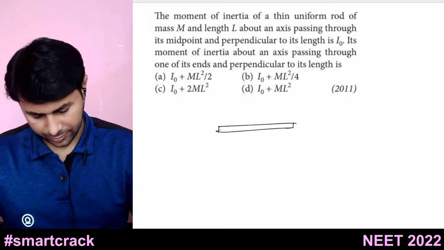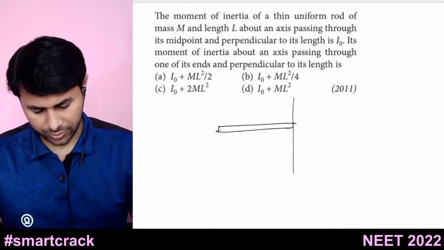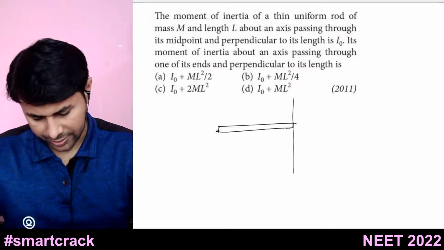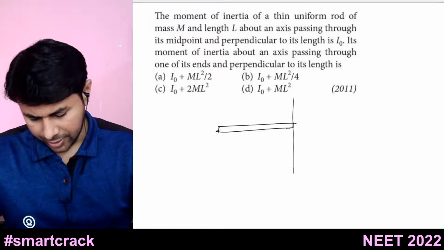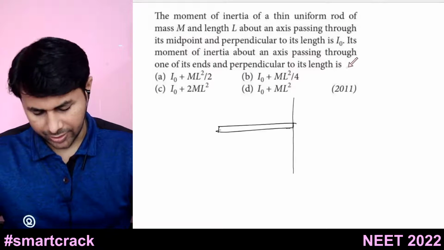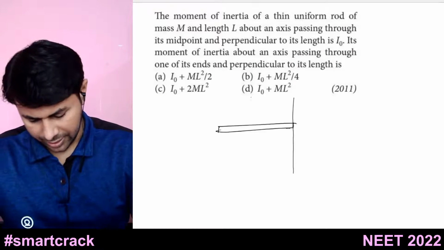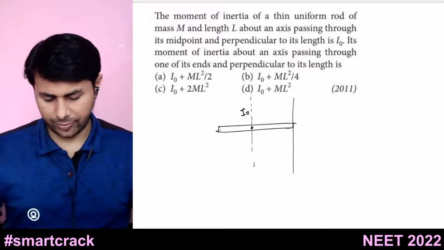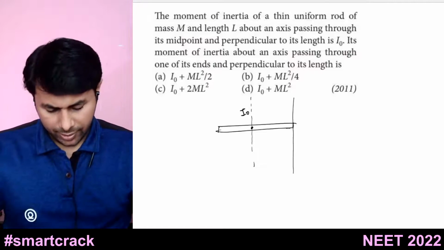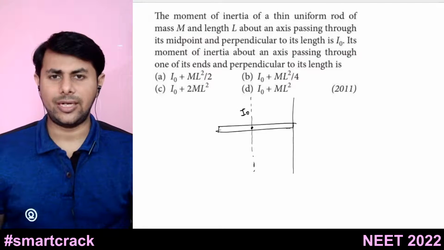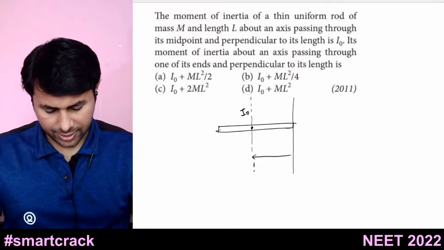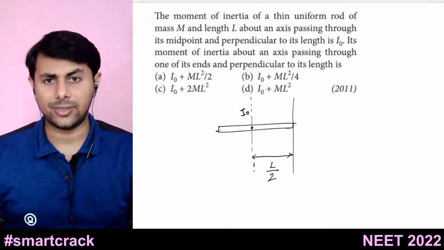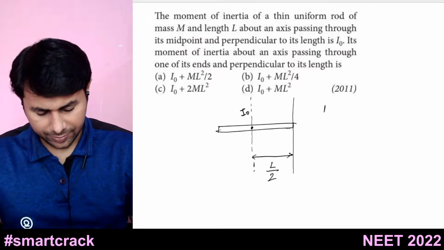So we want to find its moment of inertia about this axis, passing through one of its ends and perpendicular to its length. And it's given that the moment of inertia about this axis is IO. Okay, so we have the parallel axis theorem, right? So this distance we know will be L by 2. So what does the parallel axis theorem say?